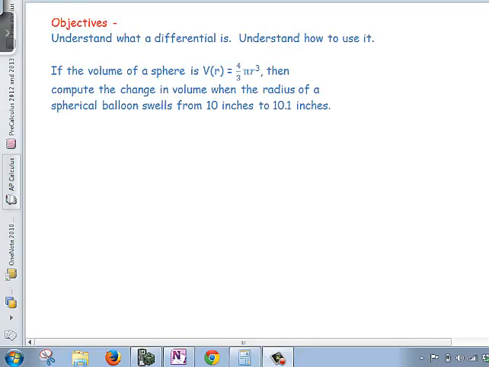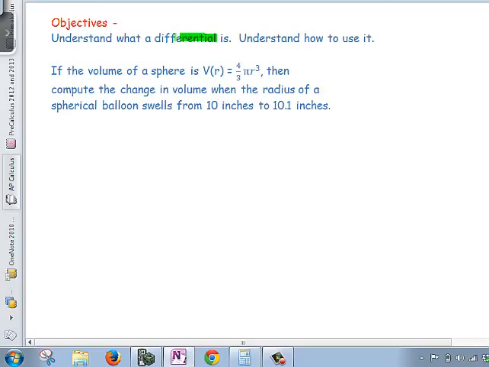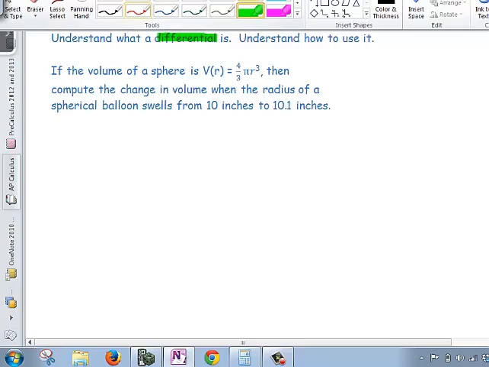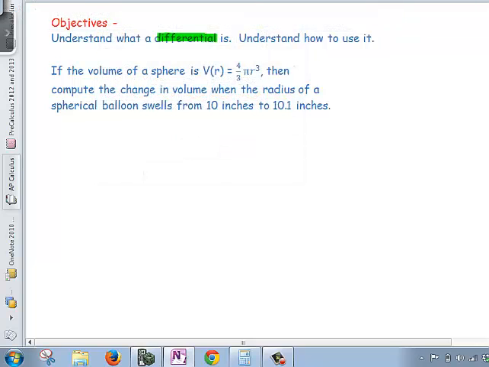Today we're going to be talking about working with differentials and understanding when to use a differential. Let's take a moment to understand what a differential is. A differential is basically a difference, but in calculus, we're going to be able to do much more than just a difference.